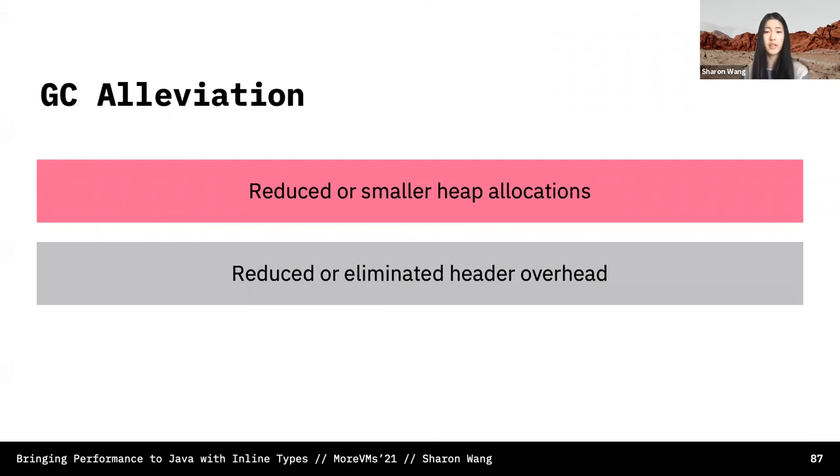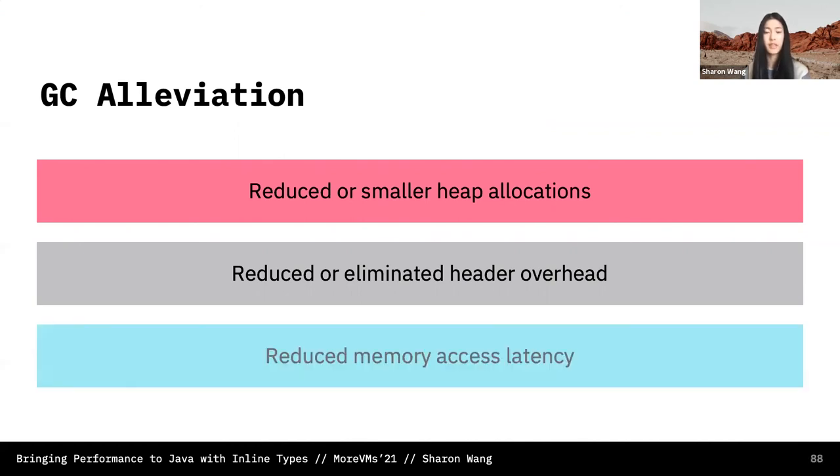This is because inline types do not have a mark word, which is used for locking. And that already removes half of the usual header allocation needed. The other half of the header will only be present if the inline type doesn't get flattened. So if an inline type is flattened, its header is completely eliminated. Lastly, the aggregate inline format of inline types helps improve data locality, and that helps reduce memory access latency and avoids pointer chasing.